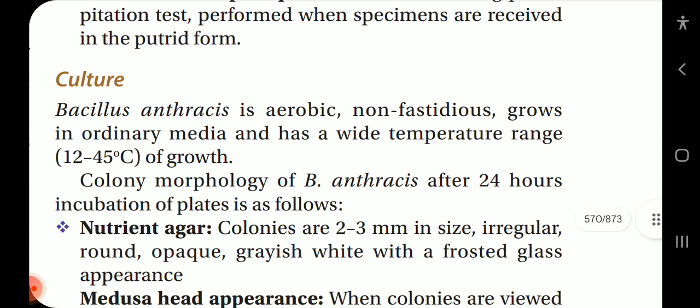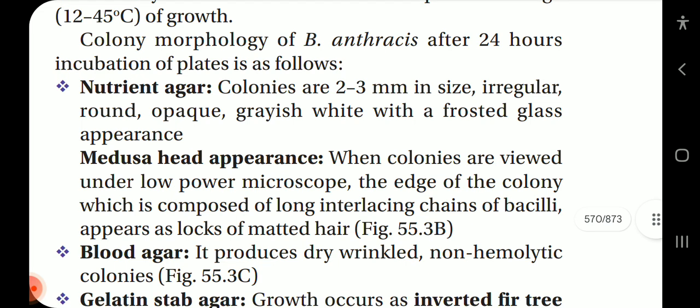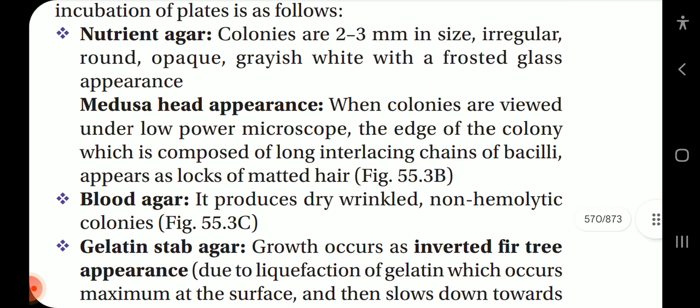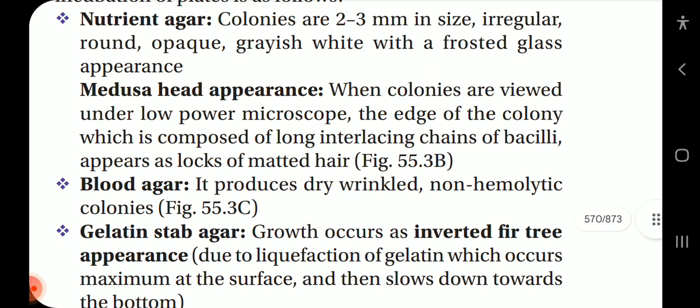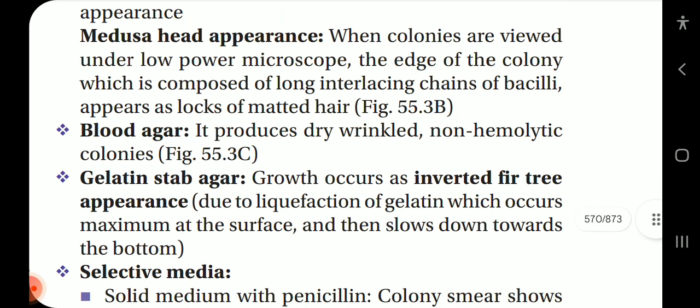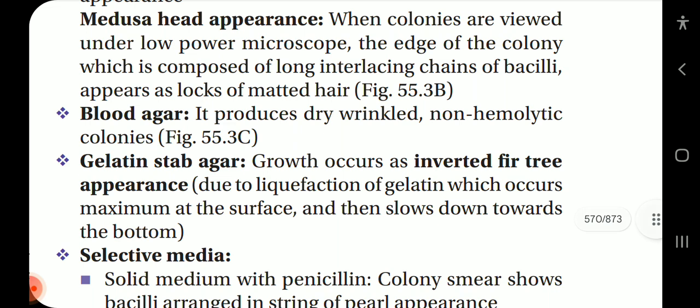Culture: Bacillus anthracis is aerobic, non-fastidious, growing in ordinary media, and has a wide temperature range of growth, 12 to 45 degrees Celsius. Colony morphology after 24 hours of incubation is as follows. Nutrient agar colonies are 2 to 3 mm in size, irregular, round, opaque, grayish white, with a frosted glass appearance. Medusa head appearance: when colonies are viewed under a low power microscope, the edge of the colony, composed of long interlacing chains of bacilli, appears as locks of matted hair.